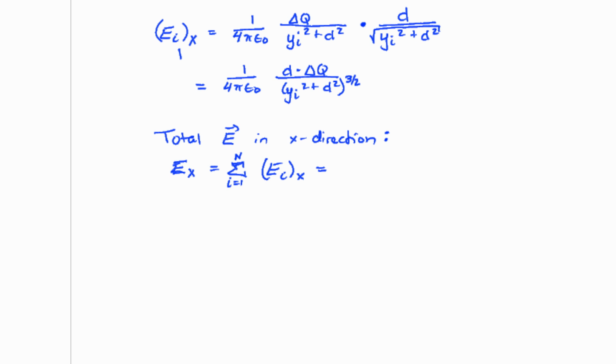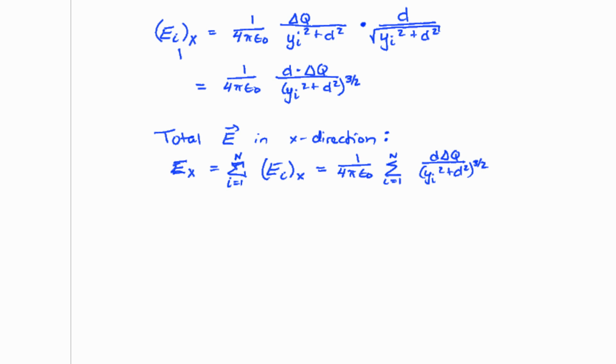So we can plug in for E sub i in the x direction. My constant can come out. Now, what we really want to do is have these little segments be as small as possible. So if they're as small as possible, then we're going to have basically an infinite number of them if we're making them infinitely small. So that will eventually replace our sum with an integral.